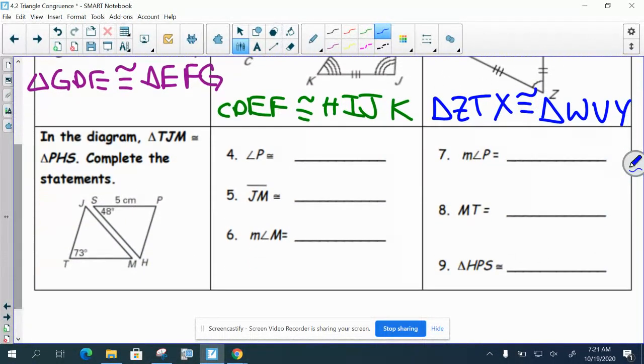Okay, some questions down here. Triangle TJM is congruent to triangle PHS. Complete the statements. Before I even complete these statements, I'm going to take this congruent statement and apply it to my diagram here. So TJM, I'm going to give those arcs. T gets 1 arc, J gets 2 arcs, M gets 3 arcs. And then I'm going to do the same arcs with PHS. So P gets 1, H gets 2, and S gets 3. So now I know that angle P is also 73 degrees, and M is also 48 degrees. And then 5 centimeters: SP is going to be TM down here. So 5 centimeters. All right, so now angle P, we found out was 73 degrees. JM.